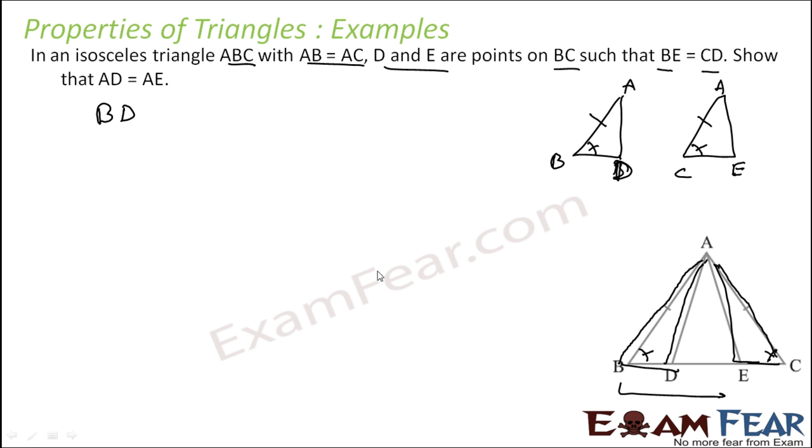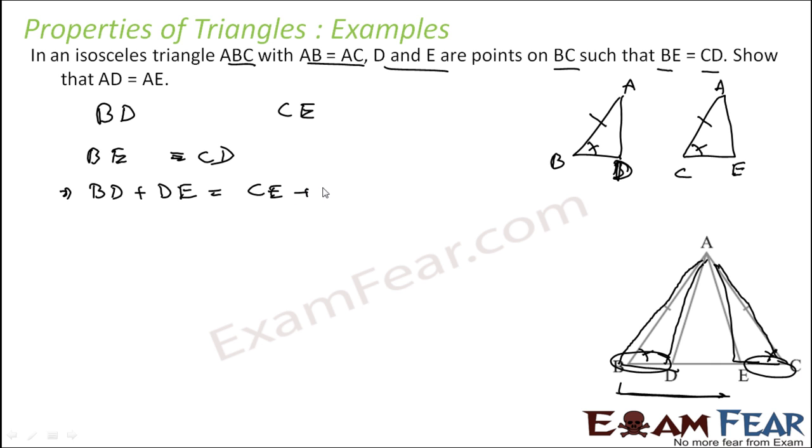So let's see what is BD. BD is this and CE is this. So is any clue given? Yeah, we have been told that BE is equal to CD. BE is equal to CD is given. Let's see if we can do something with this. What is BE? BE is nothing but BD plus DE, right? And what is CD? CD is nothing but CE plus DE. DE can cancel, and with this we can say that BD is equal to CE.